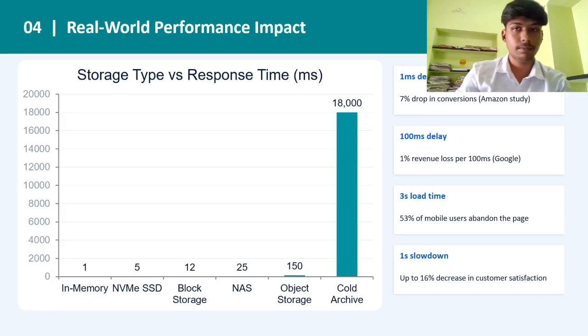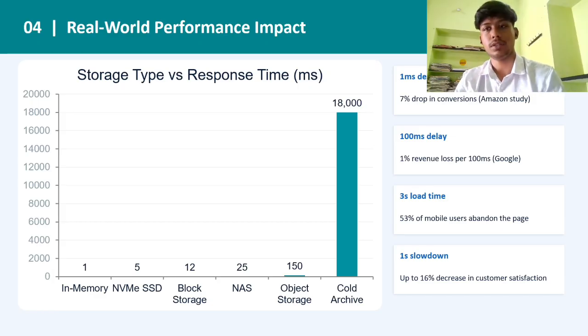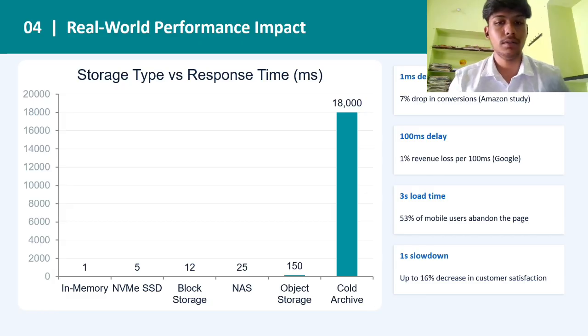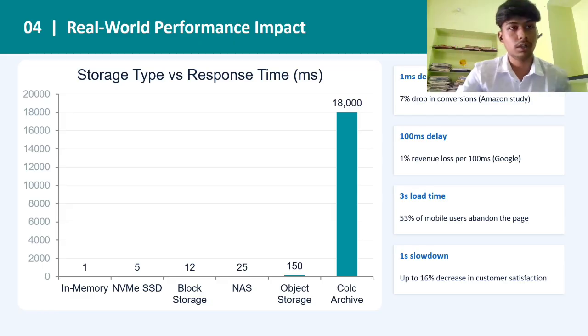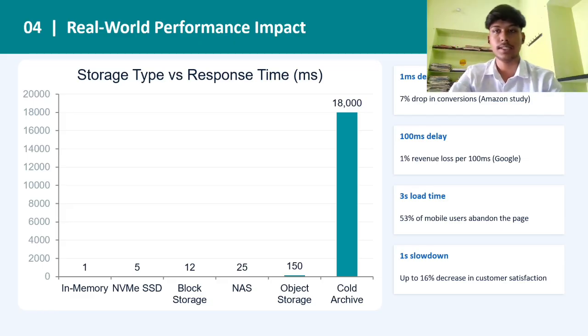This is why I say storage performance is not just a technical metric, it's a business metric. It directly affects our revenue, user retention, and brand reputation. Look at NVMe SSD, in-memory, block storage, and so on. They have very small latency, as we just saw in the previous one. But the cold archive has 18,000 milliseconds, which is 18 seconds for every action. So that's why it will become completely unusable for the user.